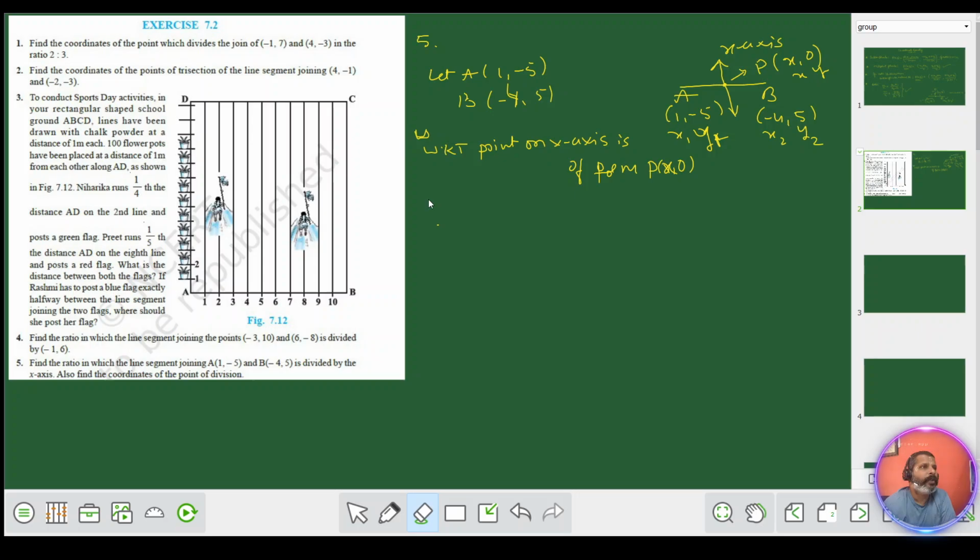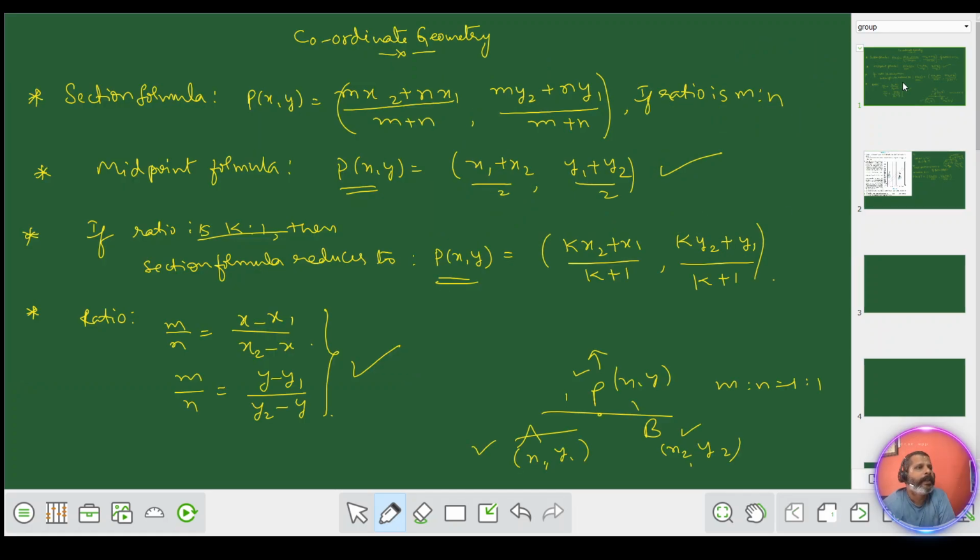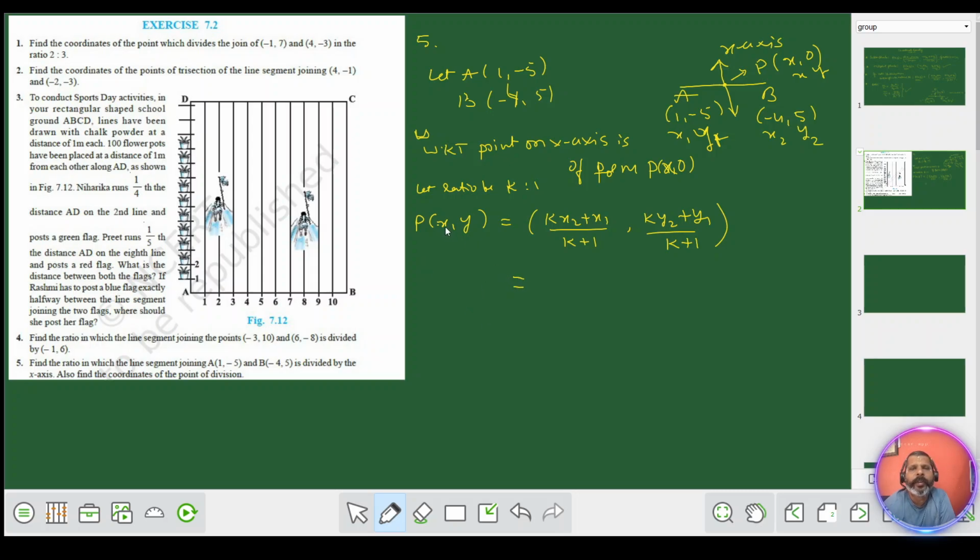So we write here P of xy equal to... We don't know the ratio, right? So we can assume the ratio. Let the ratio be k is to 1. Therefore, the formula becomes kx2 plus x1 by k plus 1, ky2 plus y1 by k plus 1. We'll substitute it here. We know the point now, P of x comma 0, because this point is on the x-axis.